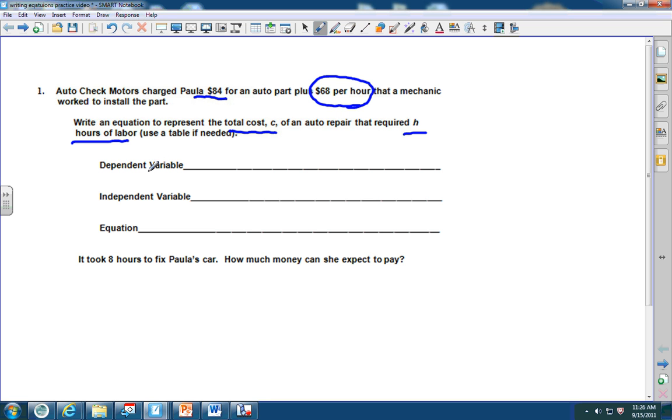Okay, first off, for me, it's easier to write the equation. You don't have to do it in this order, but this is what I'm going to do. I'm going to write it two different ways. One, I'm going to write it with x and y. I'm going to start with y equals.